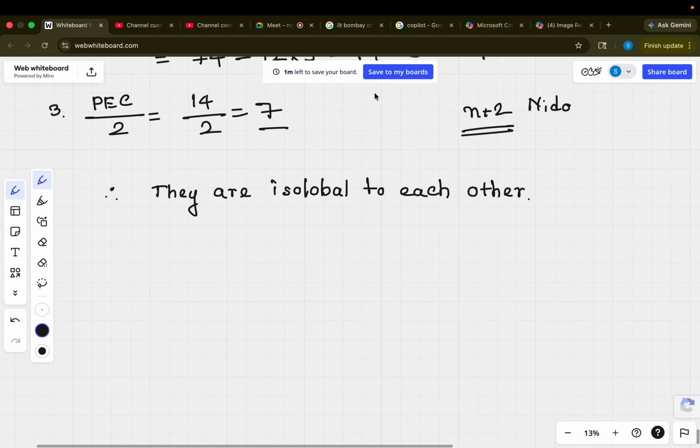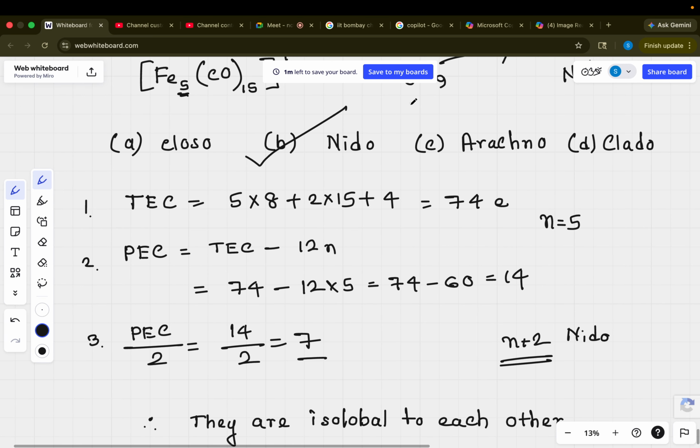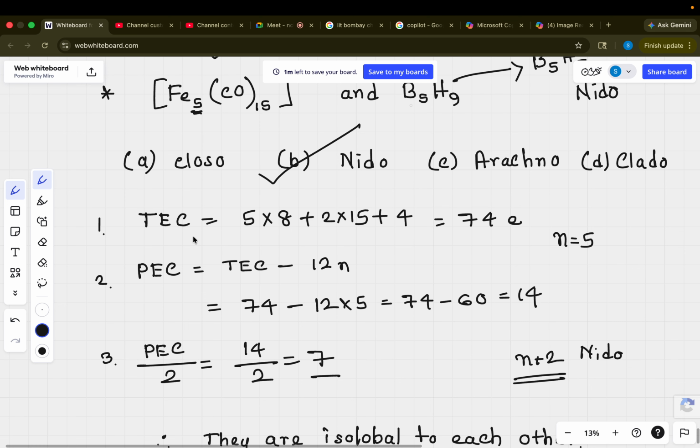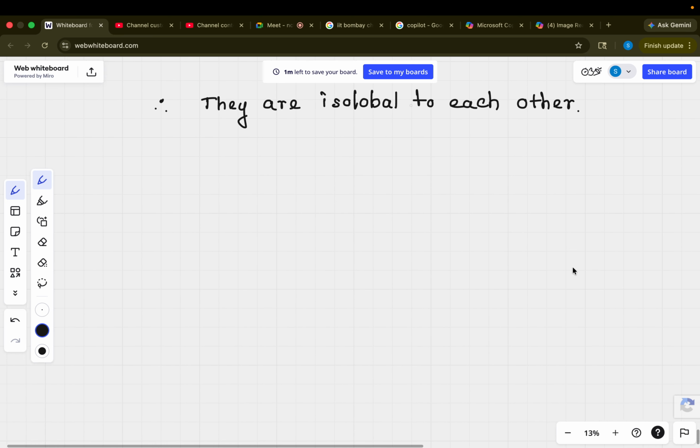Clear? Any doubt? Yes, sir, how to check this closo, nido, arachno? Suppose they are giving two different things. One is a transition metal complex, another one is a main group complex. The main group one you can do easily, because if they give you some boron derivative or carbon derivative, it is very easy for us. But for transition metal you have to find out this way. First you calculate the total electron count, then find the polyhedral electron count, then the PEC by 2 value, then check what you are getting. Then you just match.